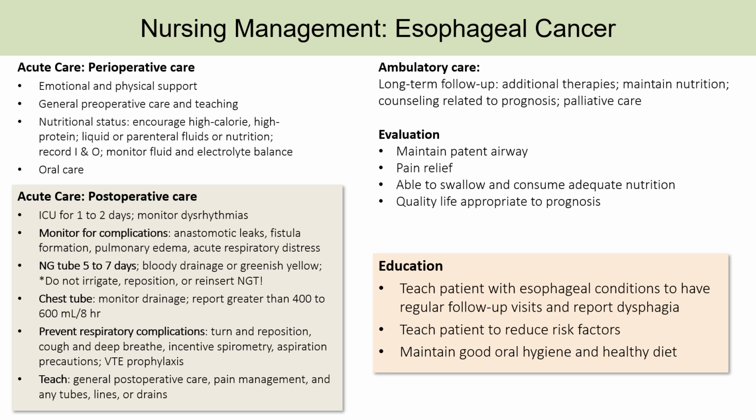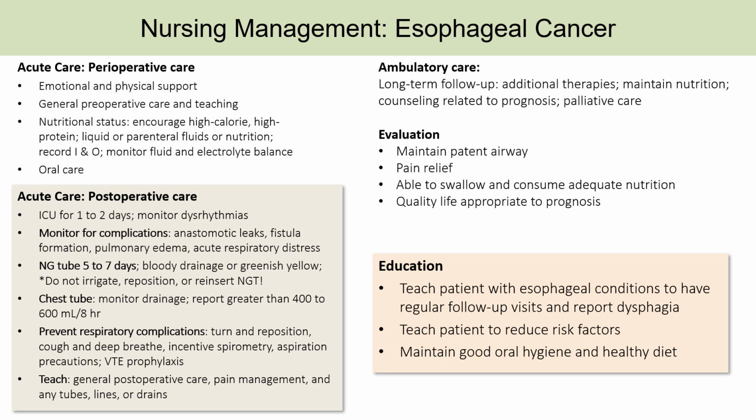We want to monitor for complications whenever we have surgery on anything that we cut and connect back together, like a tube, like the esophagus or intestines, where it meets together. We call that an anastomosis. That can leak, so we have to be on the lookout for that potential complication. Fistula formation, pulmonary edema, acute respiratory distress.